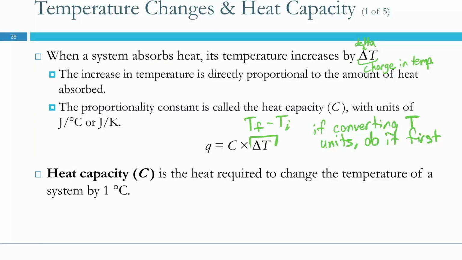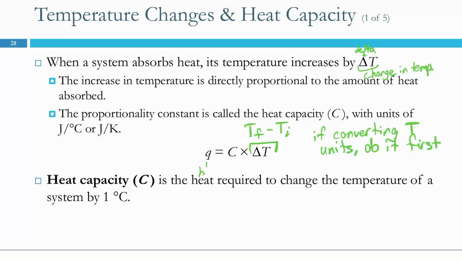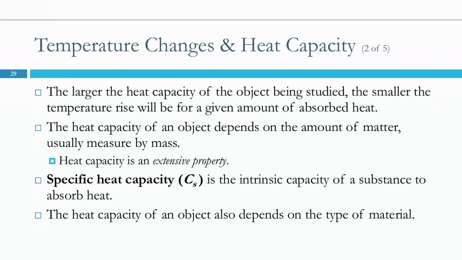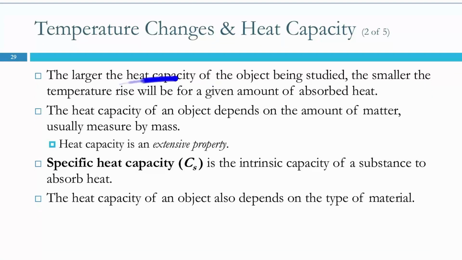Heat capacity, that C value, is the heat, Q is heat, required to change the temperature, this delta T, of a system by 1 degree Celsius. We generally do not use heat capacity. The reason for this is that the larger the heat capacity of the object, the smaller the temperature rise will be for a given amount of absorbed energy.